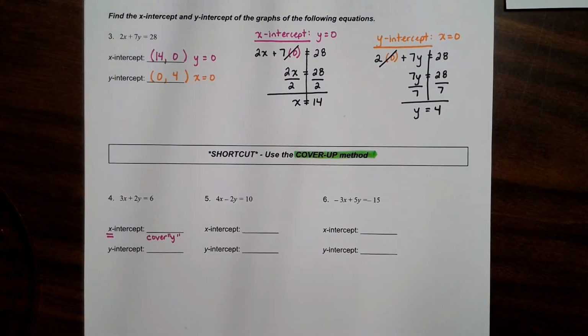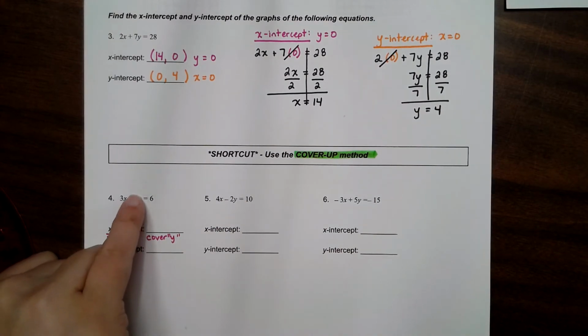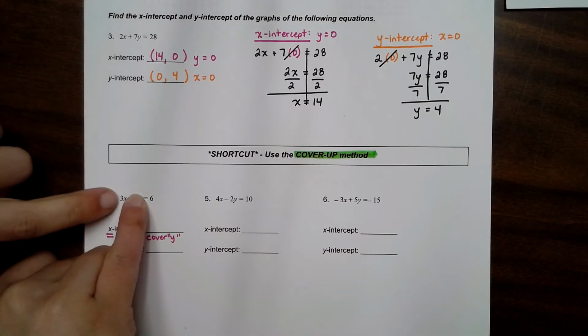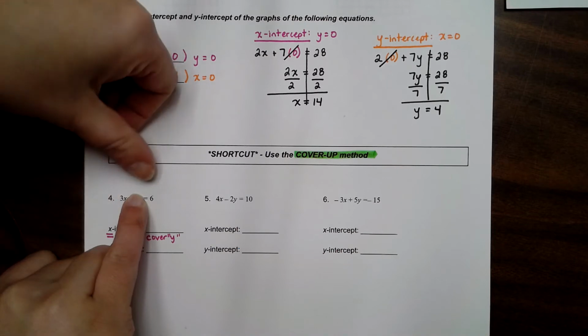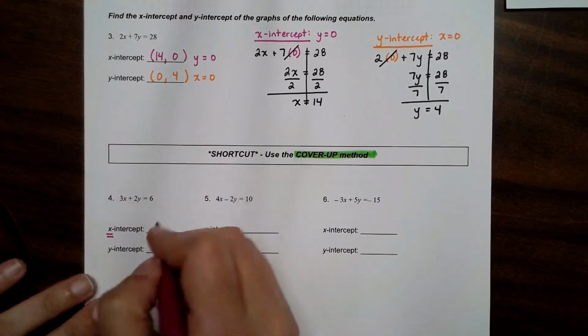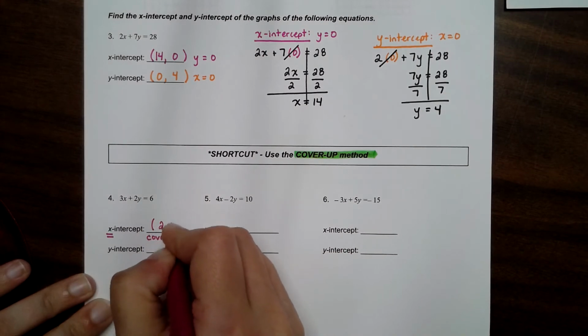So with my pinky, I'm going to cover up the 2y. The new equation that I see says 3x equals 6. Now, in my mind, I know that to solve that, I just need to divide. So if I divide by 3, I would get 6 divided by 3 makes 2, which means my ordered pair would be 2, 0.